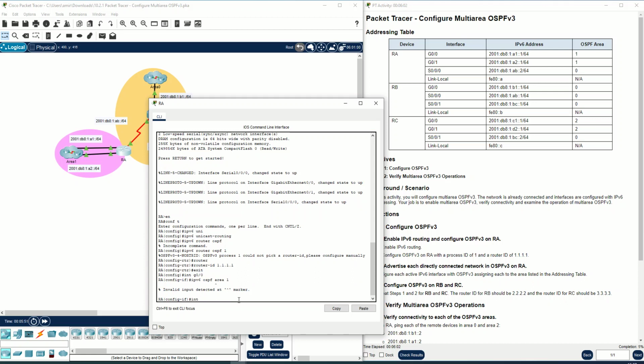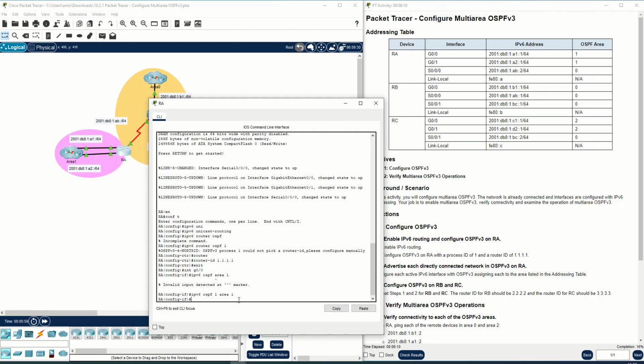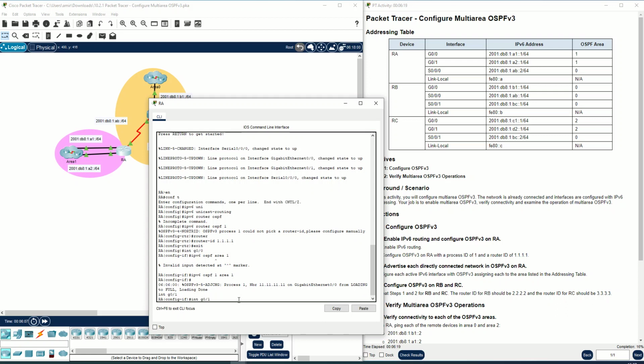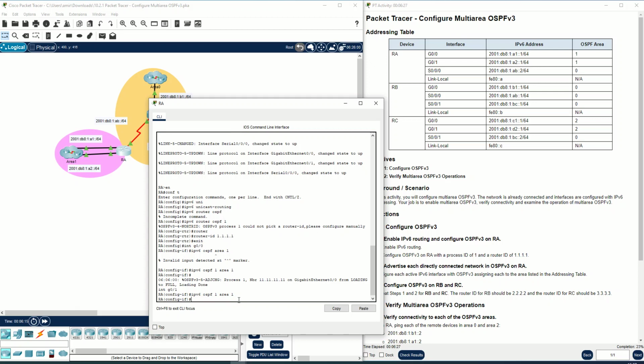So on the interface, ipv6 ospf 1 area 1. And we also have interface G0/1, and again ipv6 ospf 1. This is the process ID, and area 1.